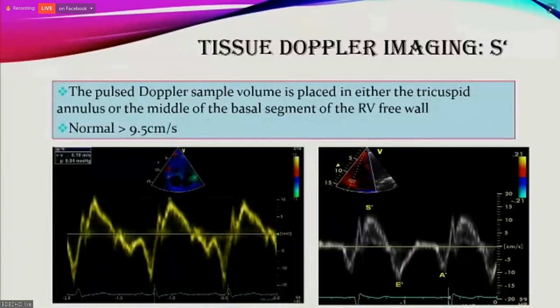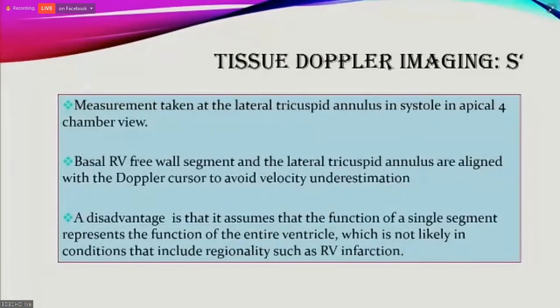Tissue Doppler imaging, S-wave. A pulse Doppler sample volume is placed in either the tricuspid annulus or the middle of the basal segment of the RV free wall. More than 9.5 centimeters per second is considered normal. The measurement is taken at the lateral tricuspid annulus in the apical 4-chamber view, and the basal RV free wall segment and lateral tricuspid annulus are aligned with the Doppler cursor to avoid velocity underestimation.